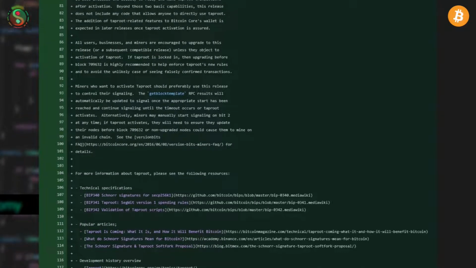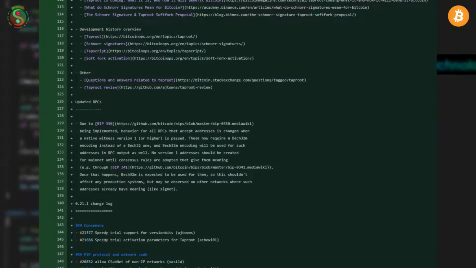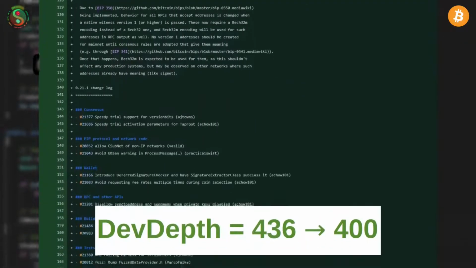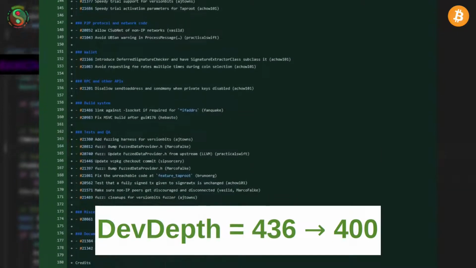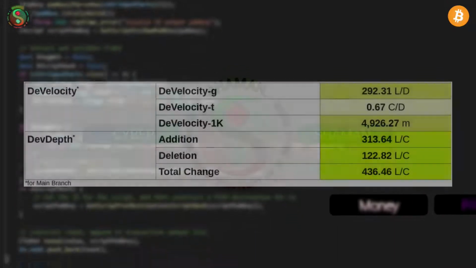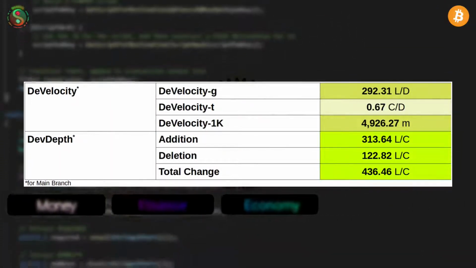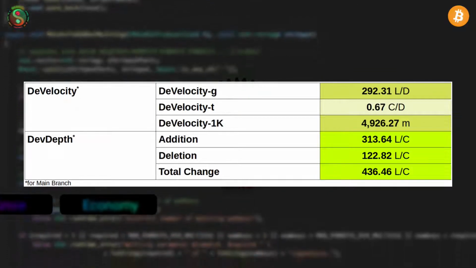That's a big number because the project has a good, long release note. But even after deleting that, we have a dev depth equal to 400, which is pretty good. Now let's have a look at the calculated metrics for these 109 days of development.